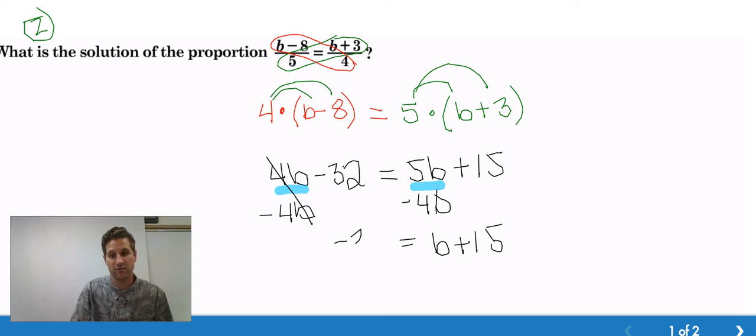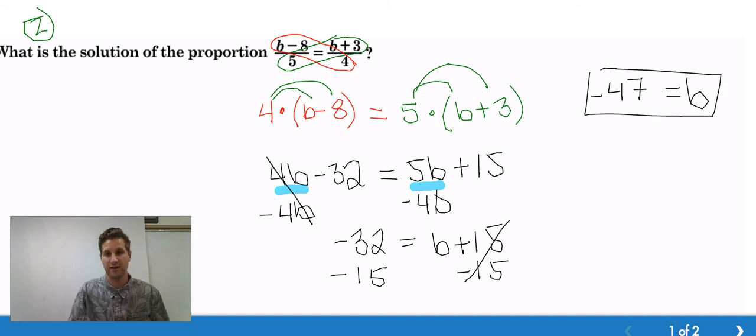equals a negative 32. And to get rid of the 15, I just subtract it. So I'm going to subtract 15 from both sides. Okay, now both of these are negative, so they're technically going to add, and we're going to get b equals, that's going to become a negative 47. And there is our final answer. Ding, ding, ding, ding, ding.